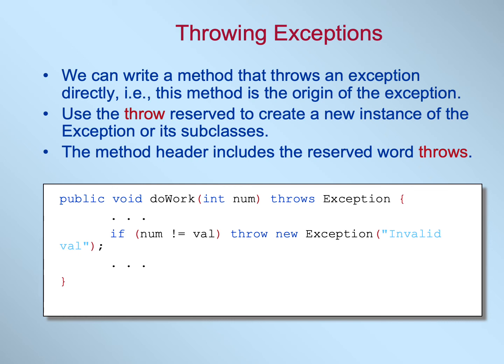Throwing exceptions. We can write a method that throws an exception directly. This method is the origin of the exception. Use the throw reserved word to create a new instance of the exception or its subclasses. The method header includes the reserved word throws. You can look at the code over here. We have public void doWork(int num) throws Exception. And then we want to throw an exception directly. So we can have if num not equal to value, throw new Exception, and the message that should appear is invalid value.